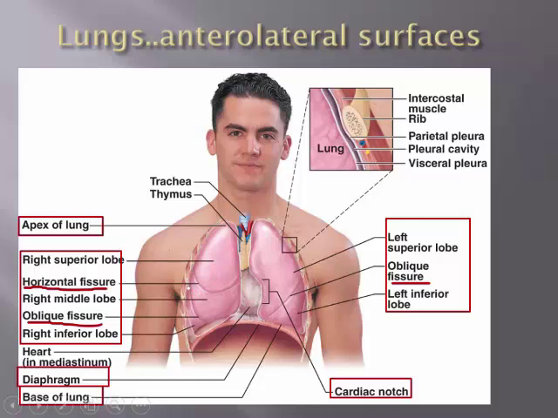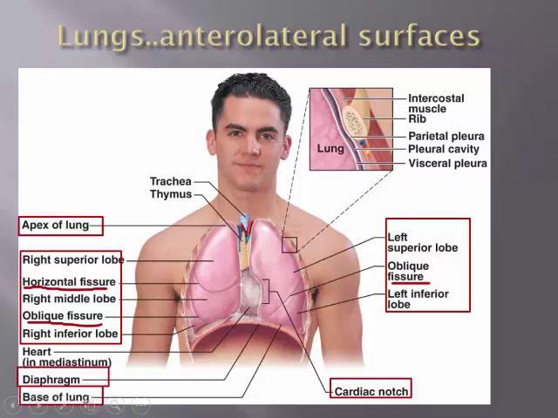Here are the fissures. There's an oblique fissure on either side. On the left side, it divides the left lung into an upper and a lower lobe, or superior and inferior lobes. On the right lung, you have another additional fissure, which is called the horizontal or transverse fissure. So you have upper, middle, and lower, or superior, middle, and inferior lobes. You can call them upper or middle.